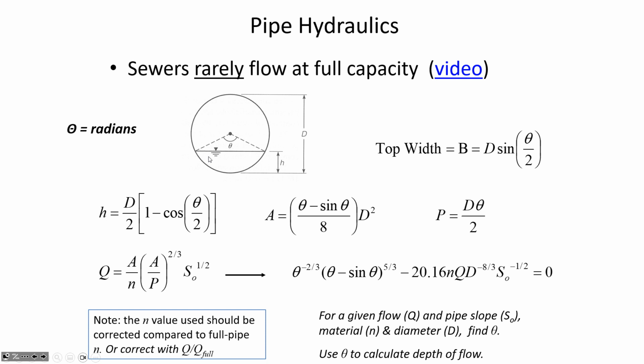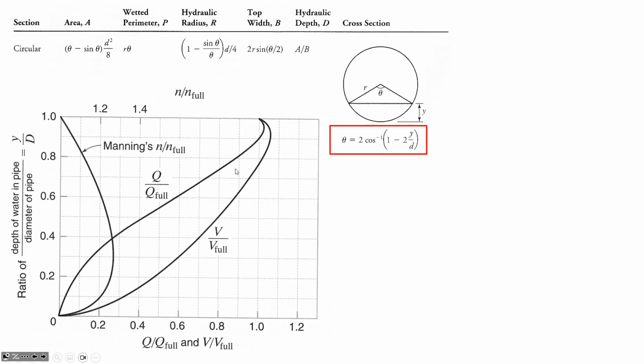And another thing that's also a complicating factor is that the n value isn't constant in the same way that it has always just been a constant for us. As the flow depth changes, so does the n value, because the ratio of wetted perimeter to cross-sectional area changes a lot as a pipe goes from barely full to all the way full. So there's this figure here that we use to find out what Manning's n should be as a function of what Manning's n would be if it was all the way full.